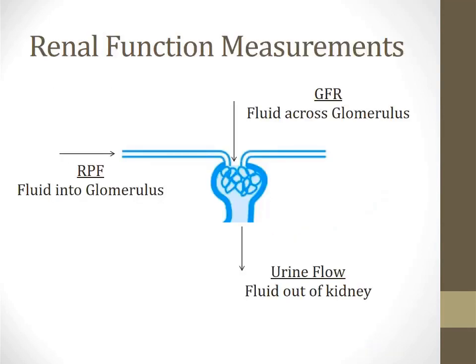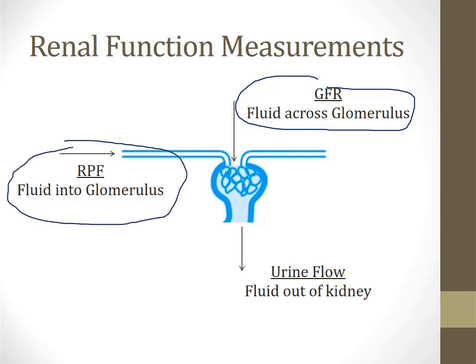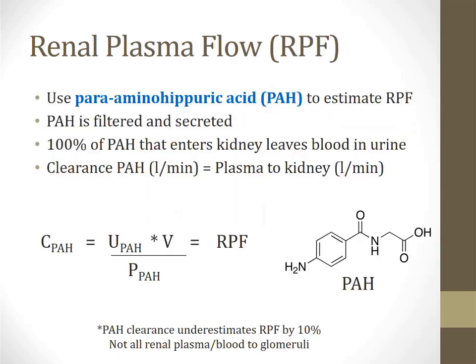So back to our schematic of the various measurements of renal function. So we just talked about how you can determine the GFR using inulin or creatinine. Now let's talk about how we could determine the renal plasma flow. In other words, how much fluid is flowing into all the glomeruli in both kidneys. To determine the GFR, we used inulin or creatinine. To determine the renal plasma flow, we use a substance called para-aminohippuric acid, or PAH.